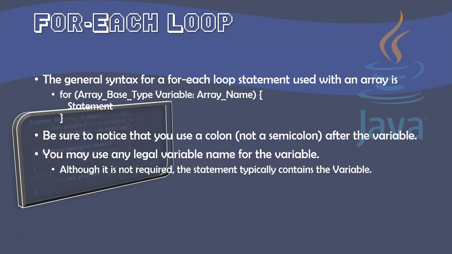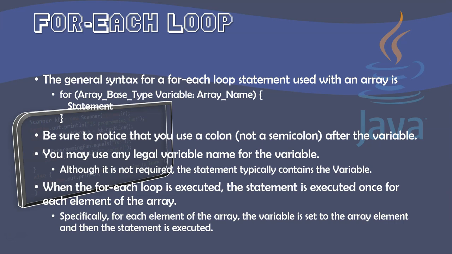Even though we've used element in this example, you can use any legal variable name for that variable. Although it's not required, because you can have it do other things, this statement part typically is going to have some reference back to the variable, whether it's a print line or some kind of operation. It's not always going to be that way, but it is very typical. When the for each loop is executed, the statement is executed once for each element of the array. Specifically, for each element of the array, the variable is set to the array element, and then the statement is executed.